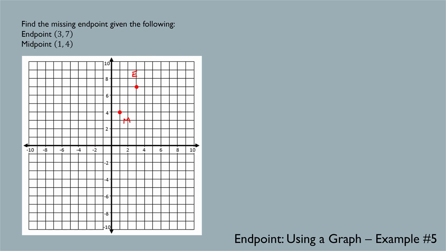So what I am going to do, I'm going to count the boxes. So I go from endpoint to midpoint, I go down 3, left 2. So to get to the other side, I need to repeat that. Down 3, left 2. And that would make my other endpoint. Okay. So this endpoint is negative 1, comma 1.